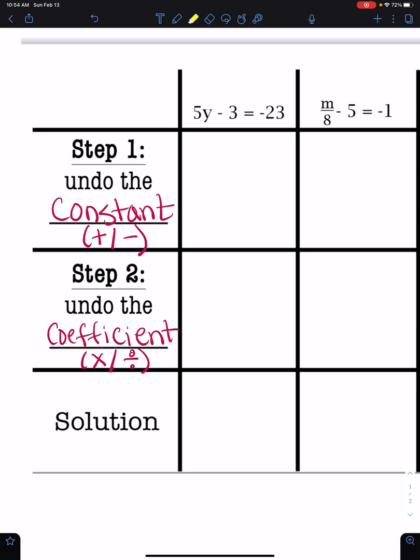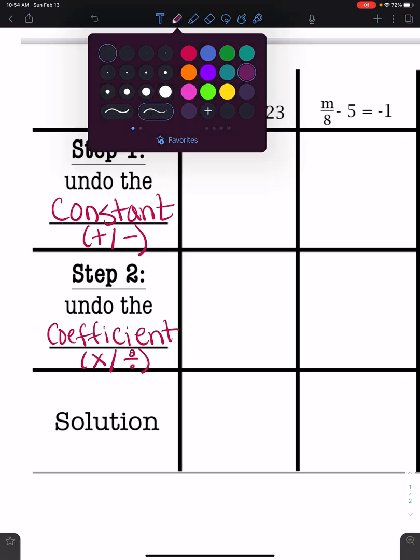Anytime you get an equation, your first step is going to be to locate the variable and ask yourself what is happening to the variable. Right now, in this equation, it's being subtracted by 3 and multiplied by 5. We don't care about the negative 23 because that is not on the same side as the variable. So let me just start by recopying the problem.